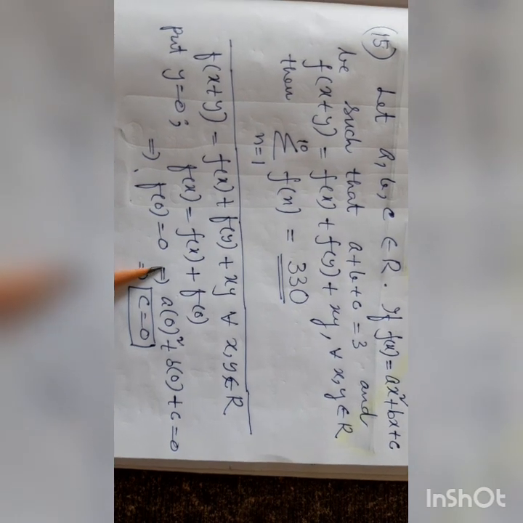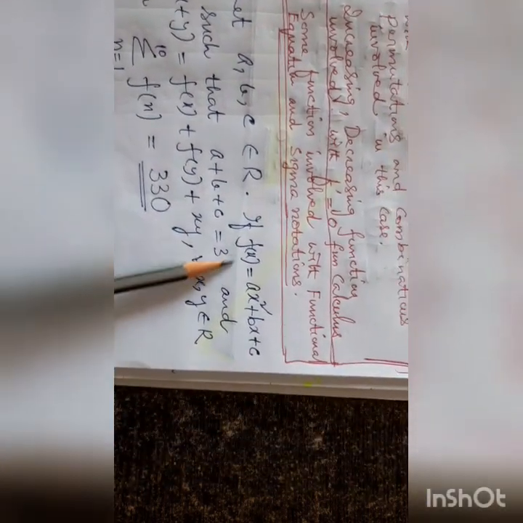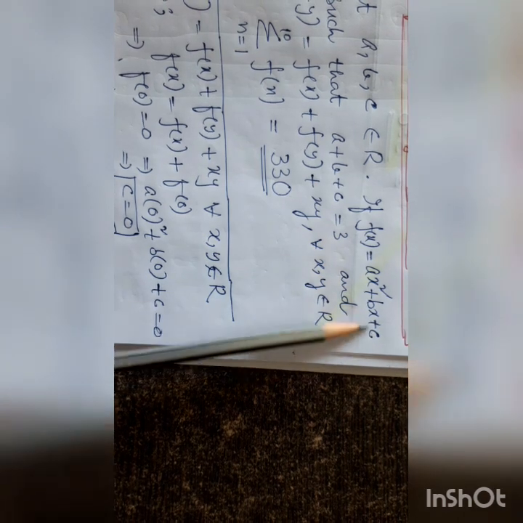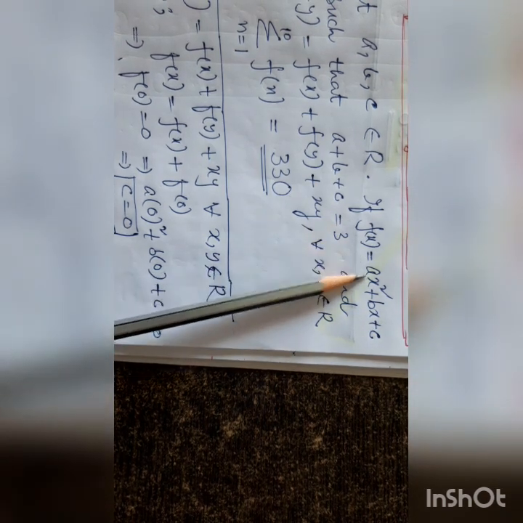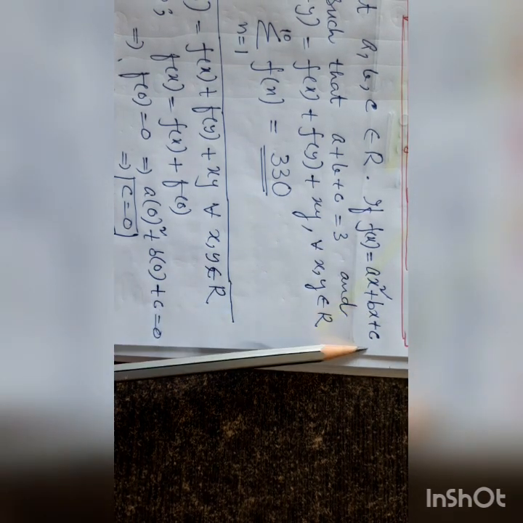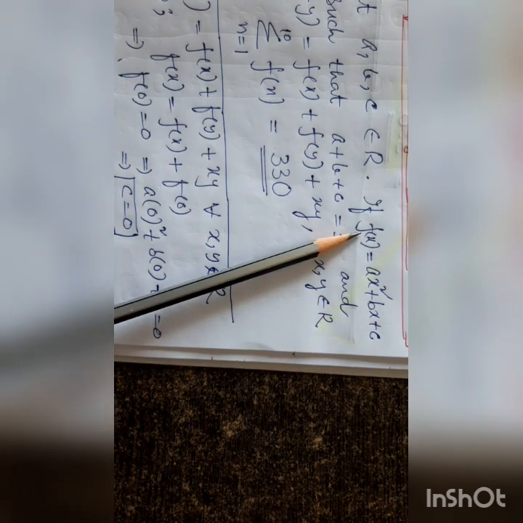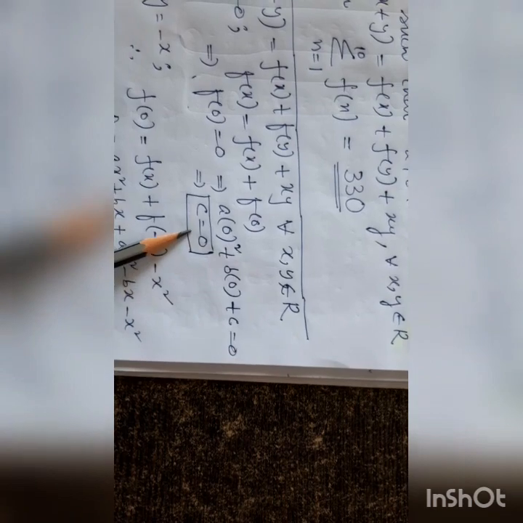Now again, what is our equation? f(x) equals ax squared plus bx plus c. So f(0) equals 0 plus 0 plus c, so c equals f(0). So c equals 0.